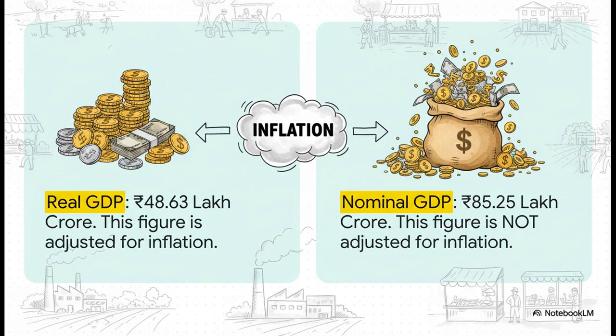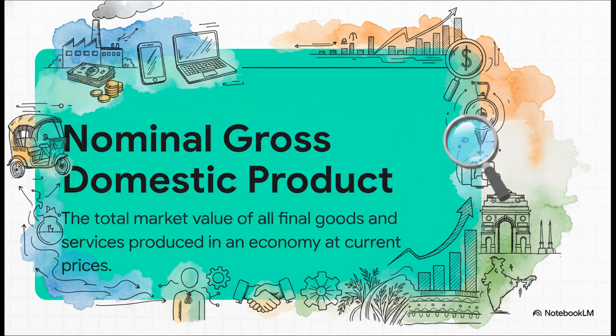But the nominal GDP, which includes inflation, was way up at 85.25 lakh crore rupees. You can see how both numbers are needed to really understand the full economic story. And for your exams, having a precise definition is absolutely non-negotiable. So here's the one you need to remember for nominal gross domestic product.